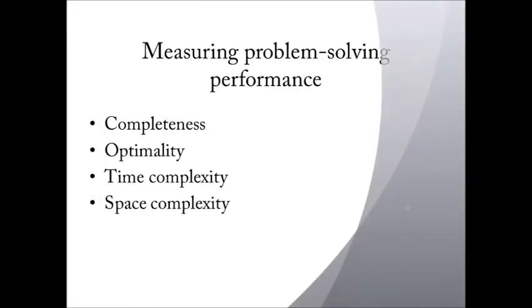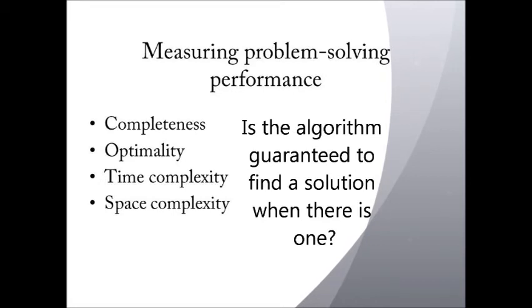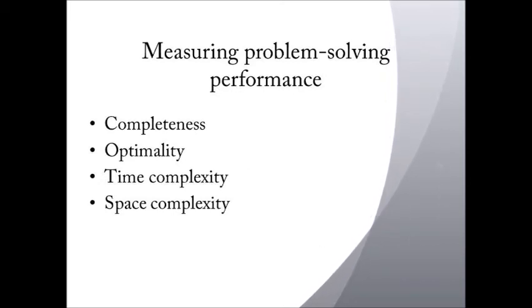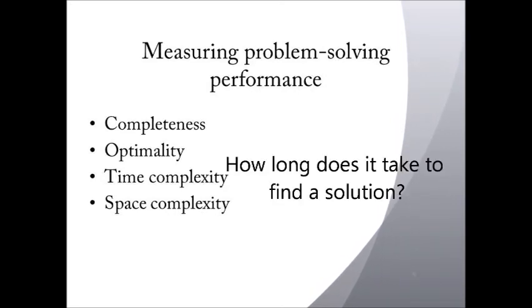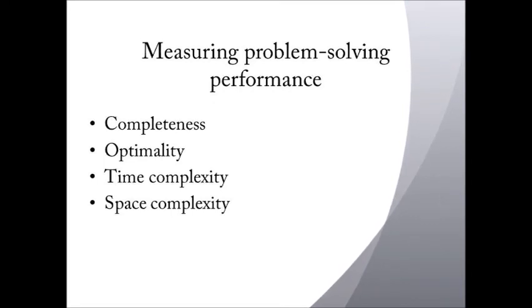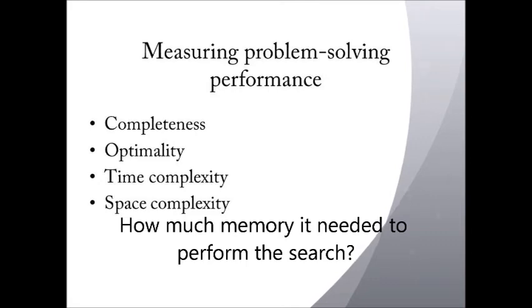Measuring problem-solving performance. The output of a problem-solving algorithm is either failure or a solution. We will evaluate an algorithm's performance in 4 ways. Completeness: is the algorithm guaranteed to find a solution when there is one? Next, optimality: does the strategy find the optimal solution? Time complexity: how long does it take to find a solution? Space complexity: how much memory is needed to perform the search?